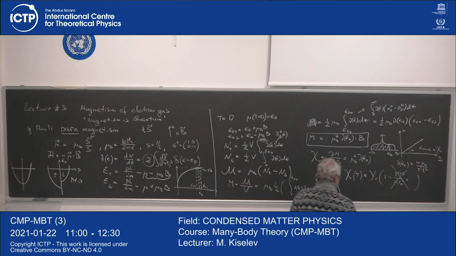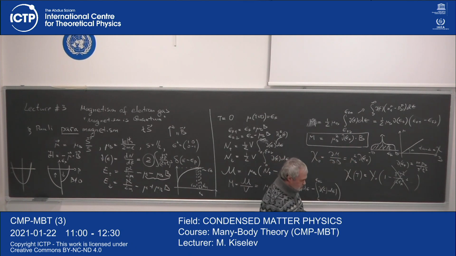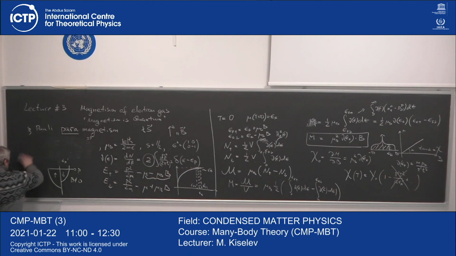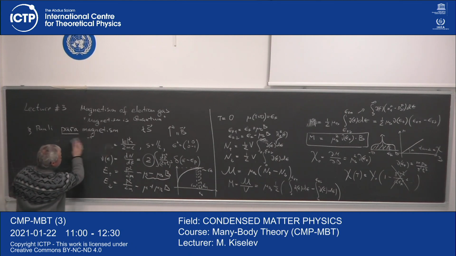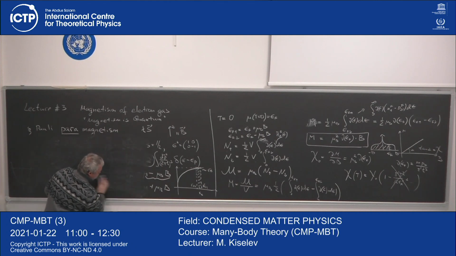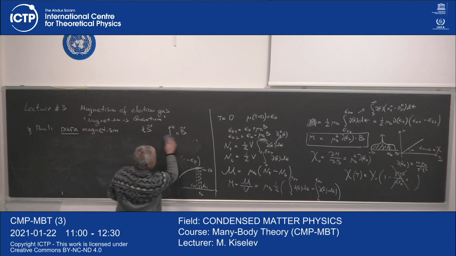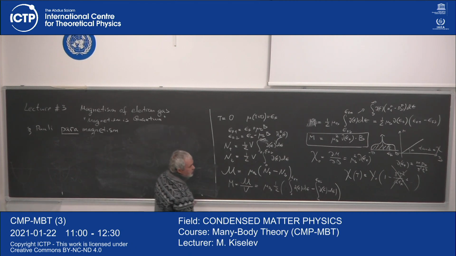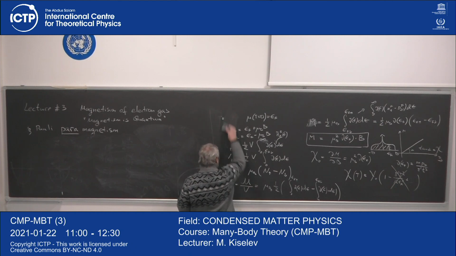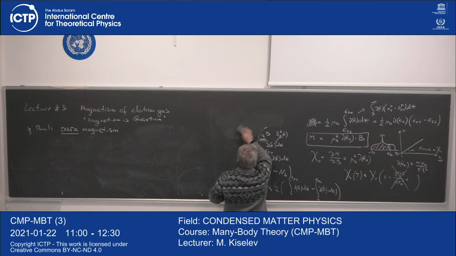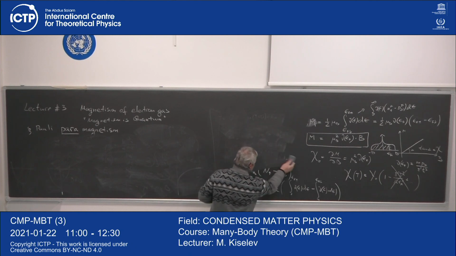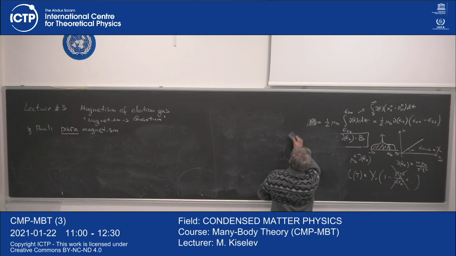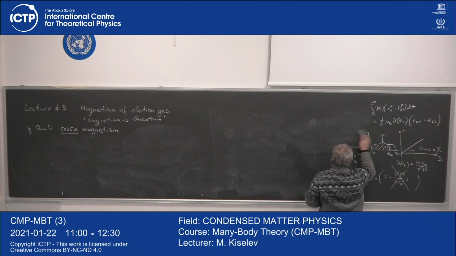Diamagnetism. So what I said in the first part, that paramagnetic state is associated with the quantum nature of the spin. So spin is a quantum number. It doesn't have any classical analogy. It's intrinsically quantum, and therefore paramagnetism is a quantum phenomenon.